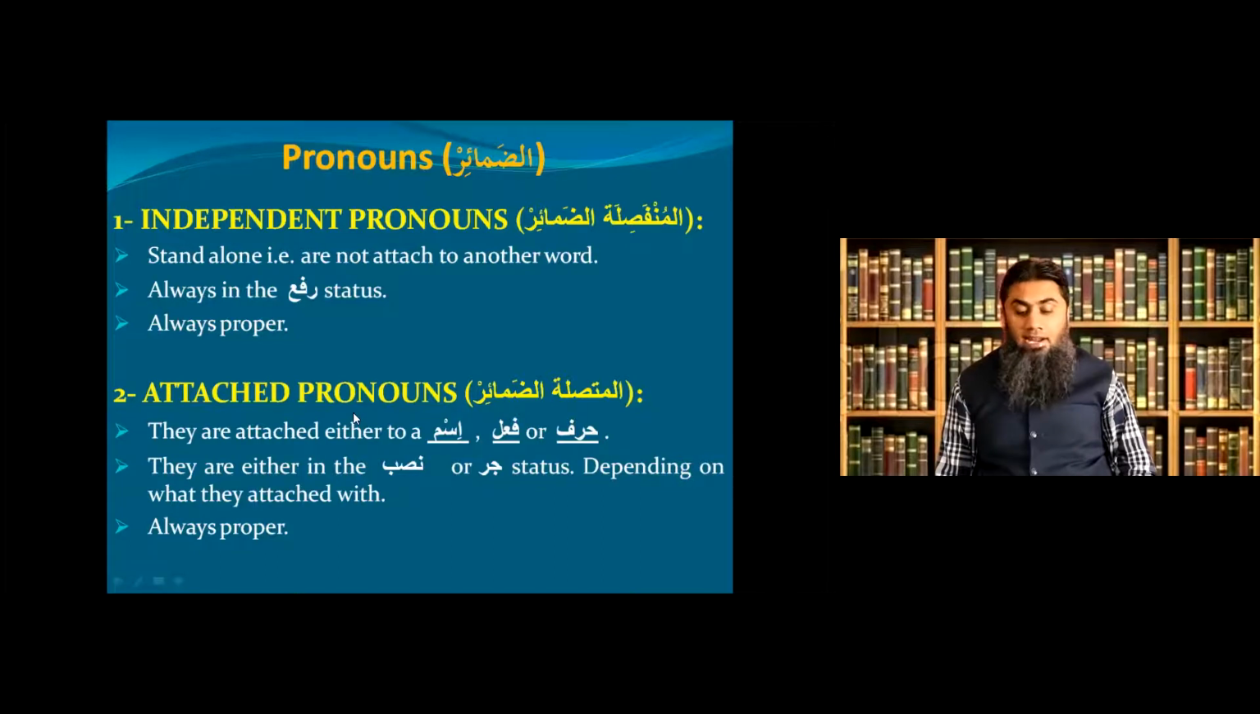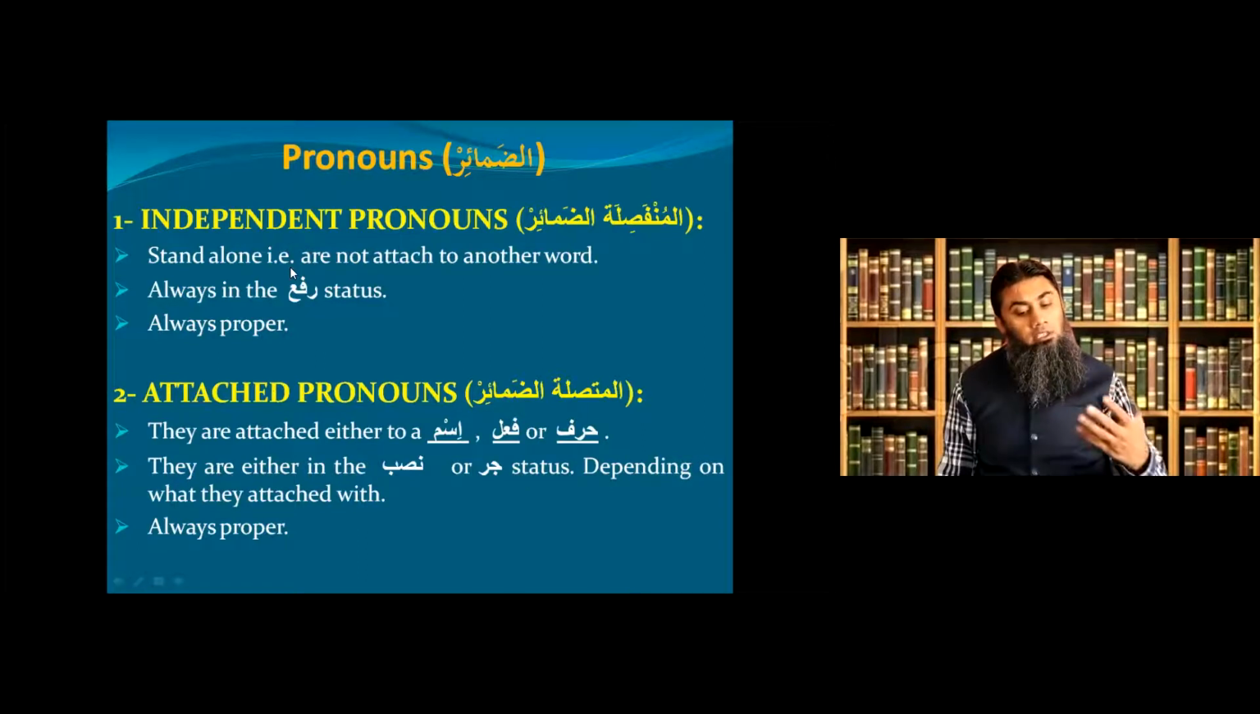Clear? What about the attached pronouns? Attached pronouns are those that don't come on their own, rather they are attached to a word. Sometimes attached to the ism, sometimes attached to the fail, sometimes attached to the harf. But they are always attached to some word. They don't come on their own. They don't come as standalone, by default. Now, what is the status of attached pronouns? They could be nasab, they could be jar. How to distinguish, inshallah, we'll learn that later. At this stage, remember that attached pronouns, in terms of their status, could be nasab or jar. And lastly, they are also proper. So both of them are proper. No difference in that. The only difference is independent ones are in rafa status and attached ones are in nasab or jar status. Clear?